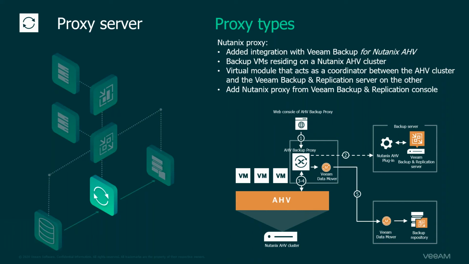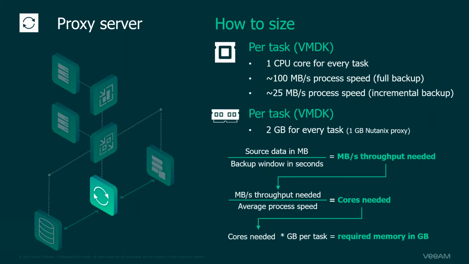The difference when we're talking about sizing is going to be in the RAM usage. So for proxy servers, we'll say 1 CPU for every task, and a task is going to be a virtual disk. So if a virtual machine has 5 VMDKs, or 5 virtual disks, that's going to be 5 tasks to back up the machine. Likewise, we're going to say 2 gigabytes of RAM for every task. The difference there is for Nutanix, that proxy is only going to require 1 gigabyte of RAM per task.